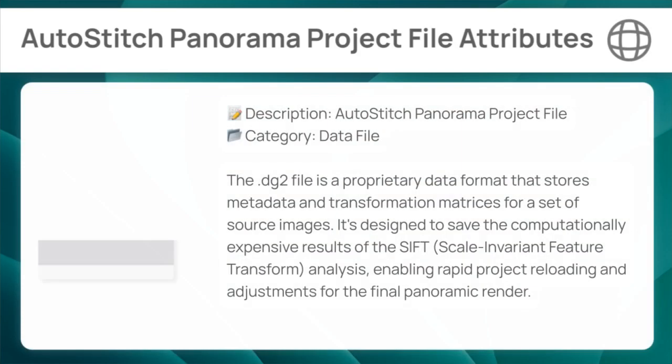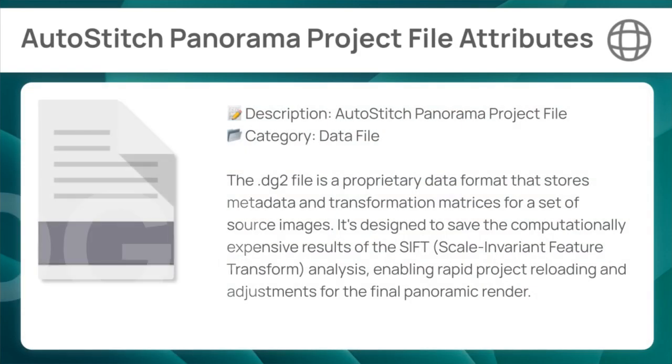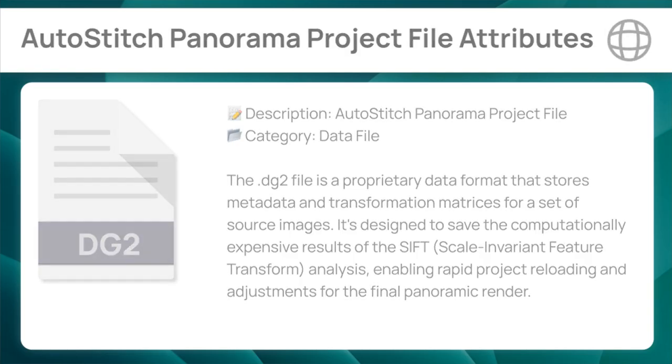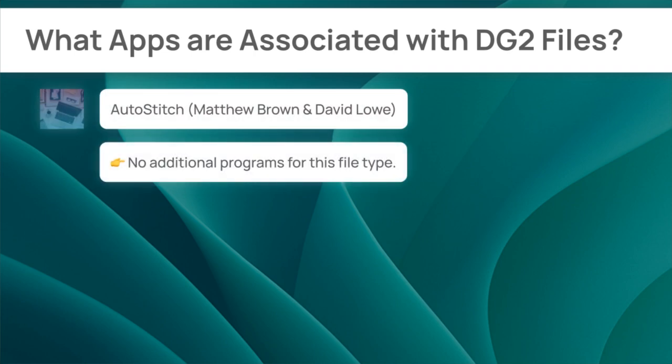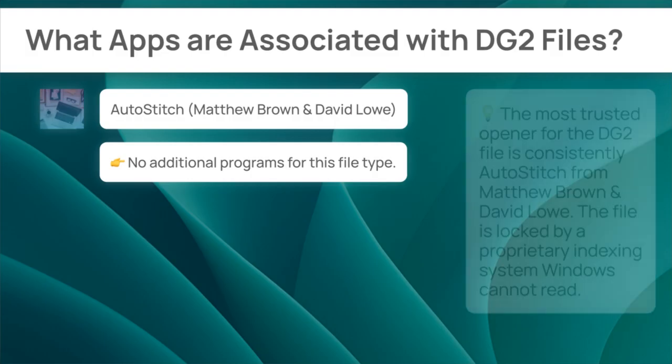The DG2 file is a proprietary data format that stores metadata and transformation matrices for a set of source images. It's designed to save the computationally expensive results of the SIFT, Scale-Invariant Feature Transform analysis, enabling rapid project reloading and adjustments for the final panoramic render. The most common program for DG2 is AutoStitch from Matthew Brown and David Lowe.